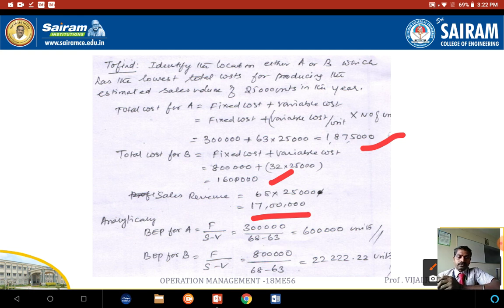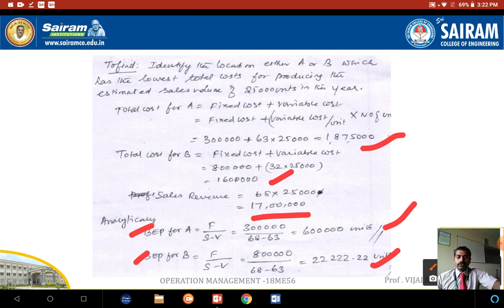So here we have to find the break even points by using the formula F by S minus B. So BEP for A is fixed cost of A divided by S minus B, and BEP for B is fixed cost of B divided by S minus B. So we will get 6 lakh units for A, and 22,222 for B. So see the difference.